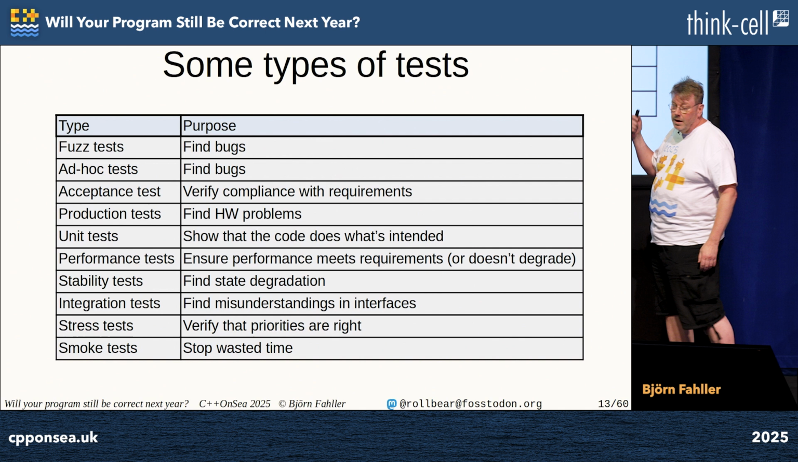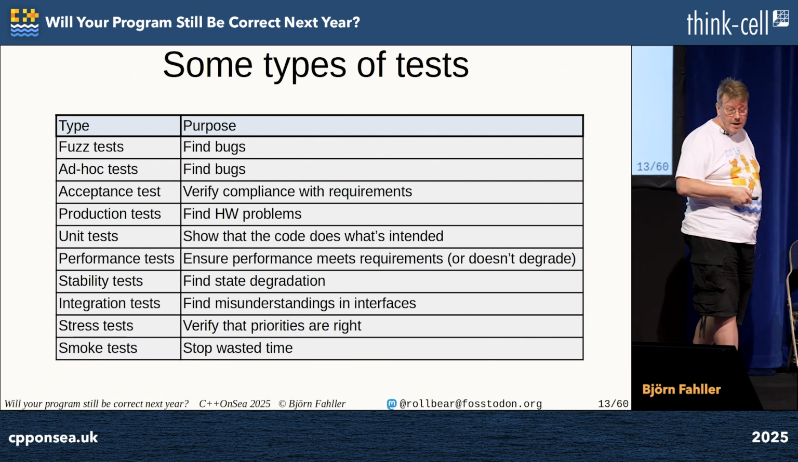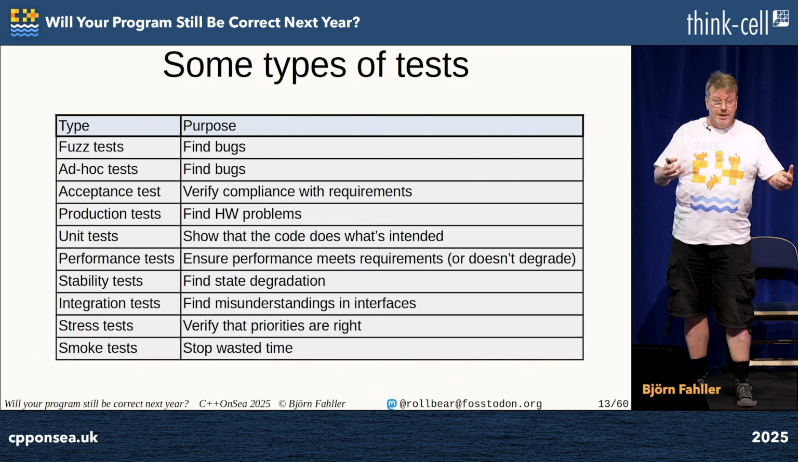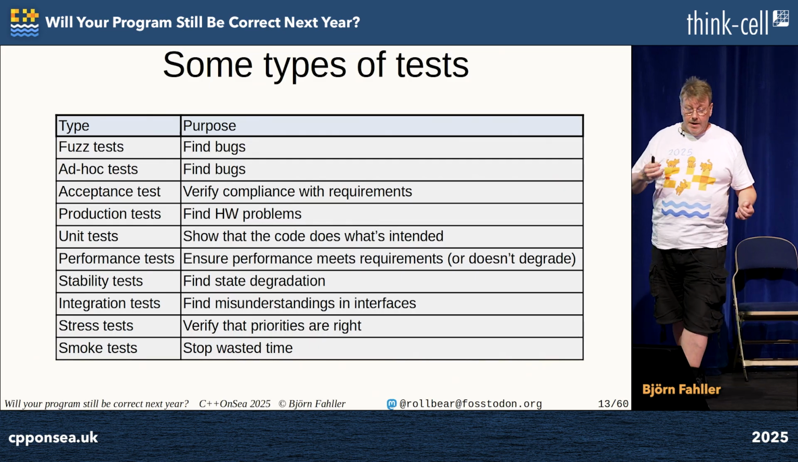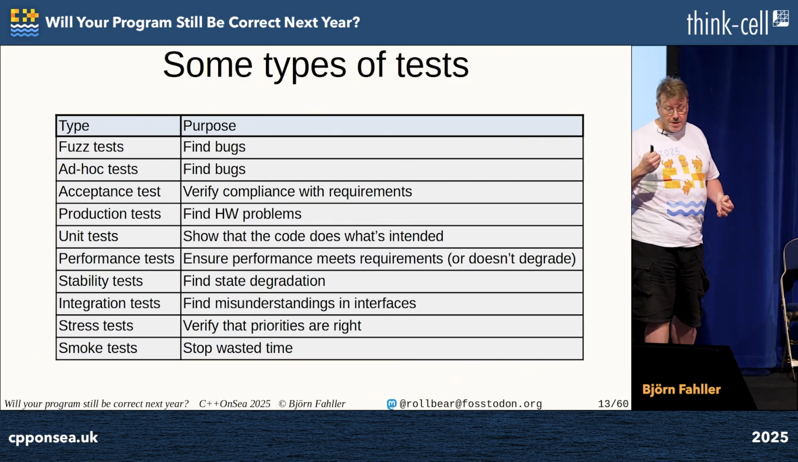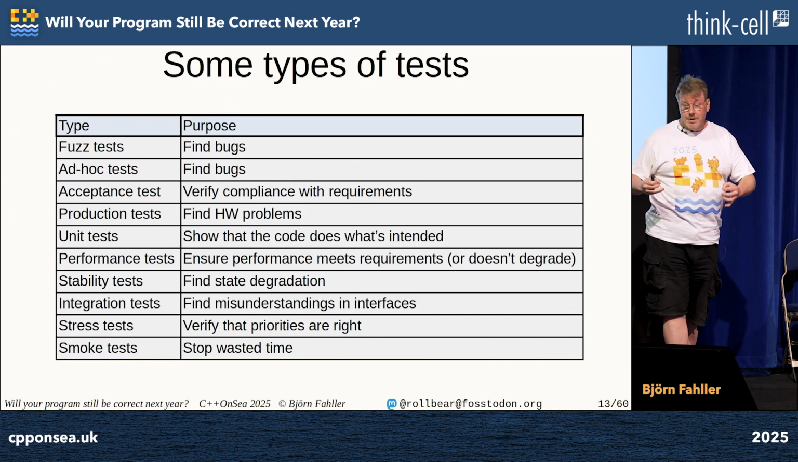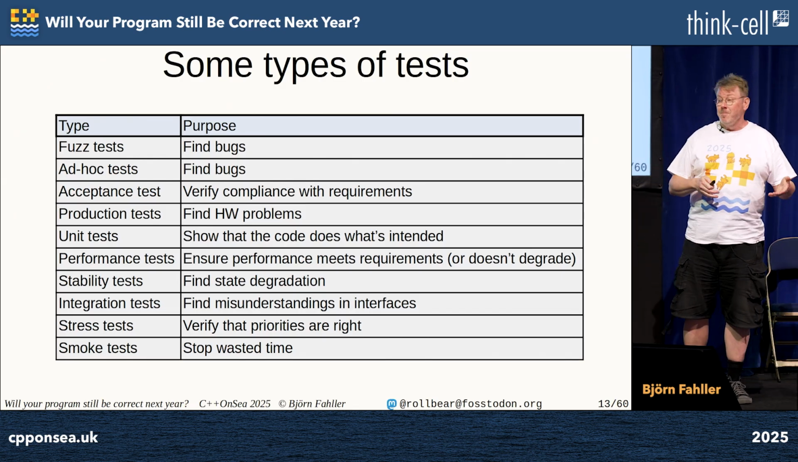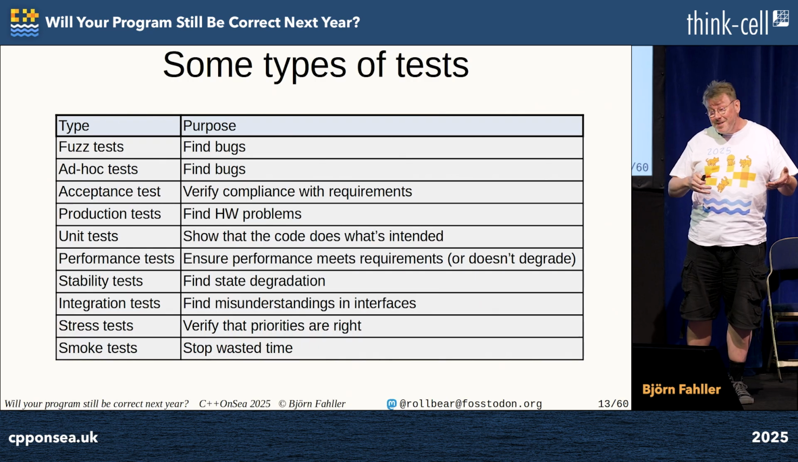So let's look at some types to see, for example, first, why do we have these? What's the purpose of them? So the purpose of a fuzz test, I would argue, is to find bugs. That is why you do fuzz testing. Ad hoc test is manual fuzz testing.